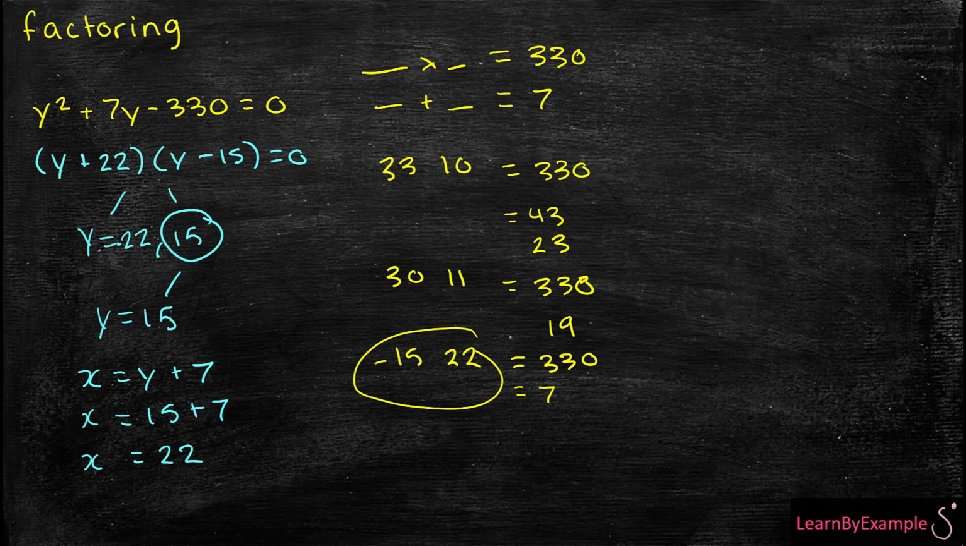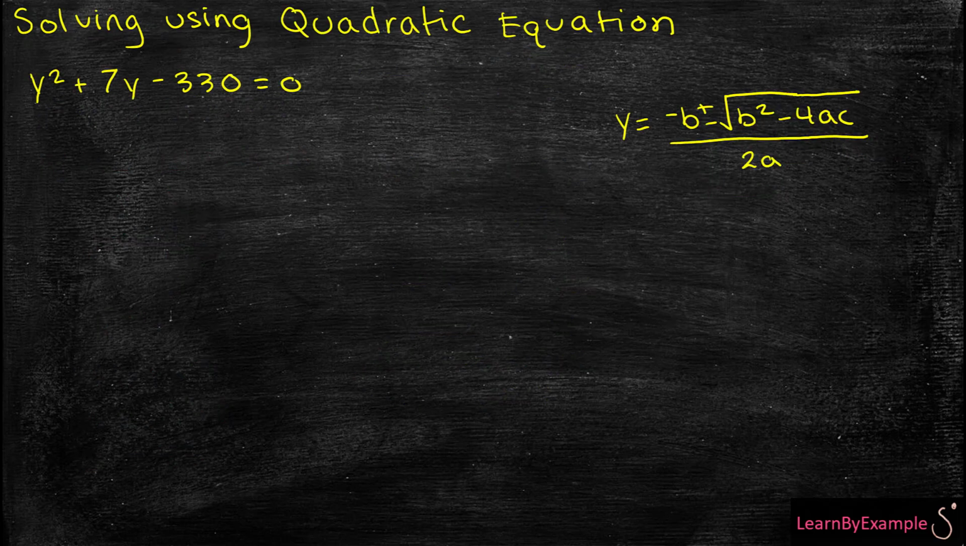Now if we were to draw this, we know our longer side is 22 meters and our shorter side is 15 meters, and they have an area of 330 meters squared. We can solve the same equation using the quadratic formula. First, if we identify variables, a is equal to 1, b is equal to 7, and c is equal to negative 330. So let's sub these in.